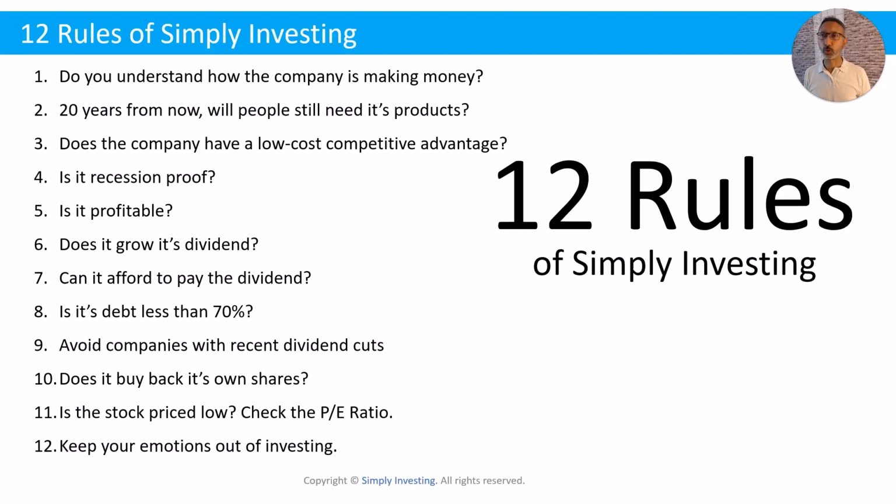Rule number two, 20 years from now, will people still need its product and services? Rule number three, does the company have a low-cost competitive advantage? Rule number four, is the company recession-proof? Rule number five, is it profitable? And that's what we looked at in today's episode. We want to look at the earnings growth. Number six, does it grow the dividend? And we looked at that as well. Companies have a track record of growing dividends.